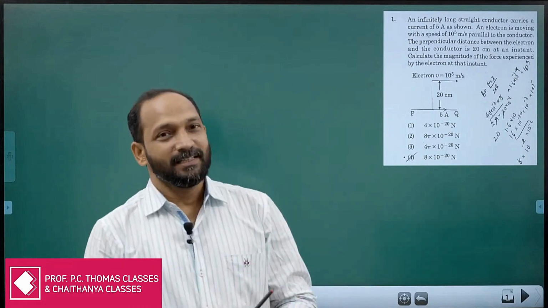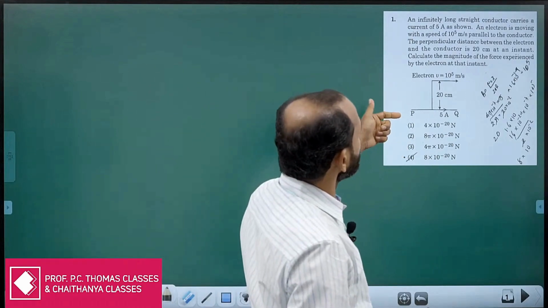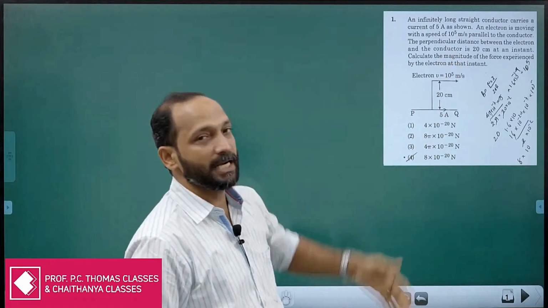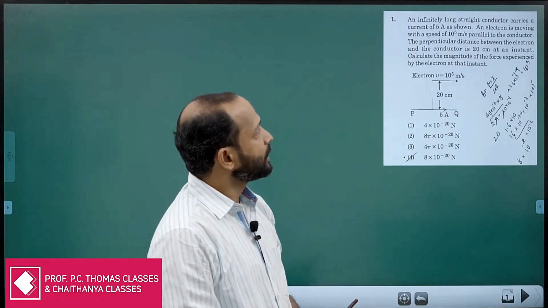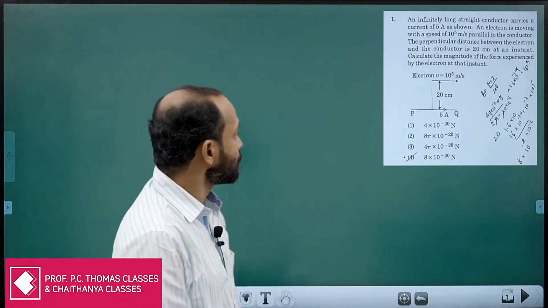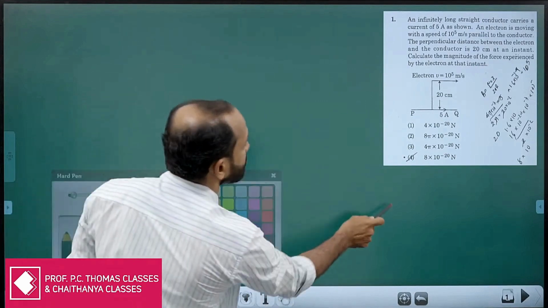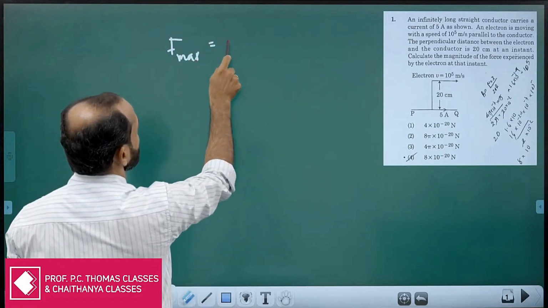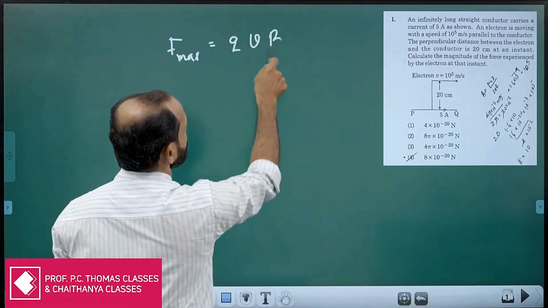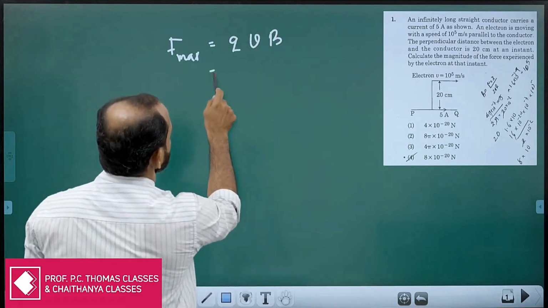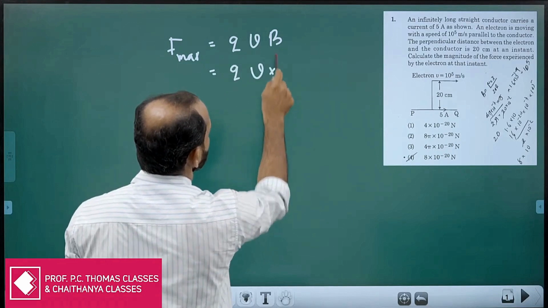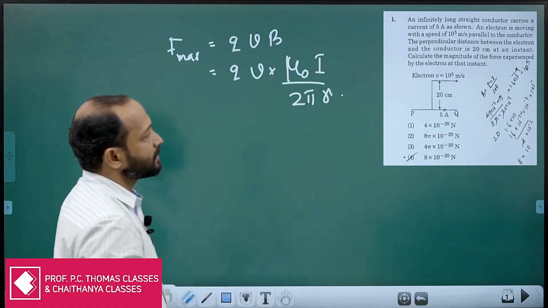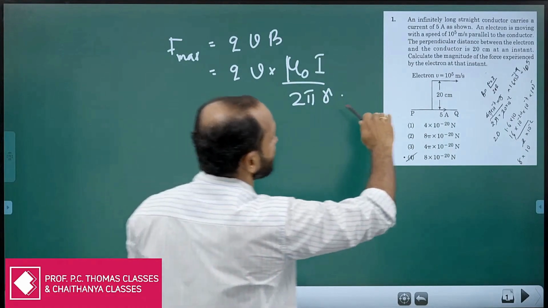Question number 1. It's about a straight, long current-carrying conductor carrying current 5 ampere. An electron is moving with a speed 10^5 meter per second parallel to it at a distance of 20 centimeter. We know it experiences the maximum magnetic Lorentz force, given by F maximum = QVB because theta is 90, that is equal to Q into V into B, where B is given by mu 0 I divided by 2 pi R, that is the field due to a long straight current-carrying wire.